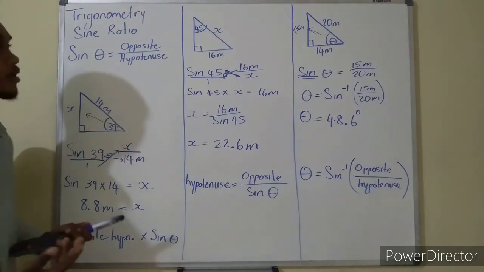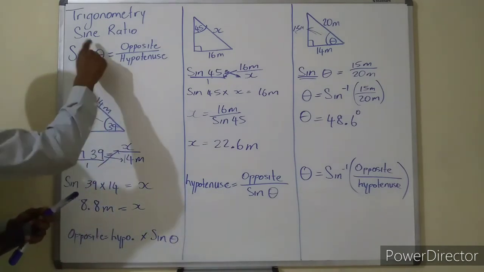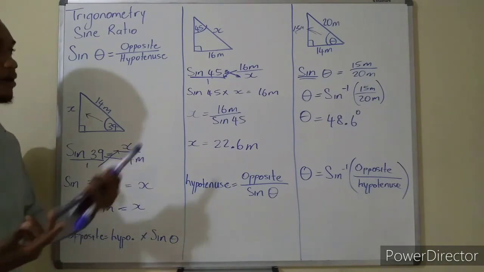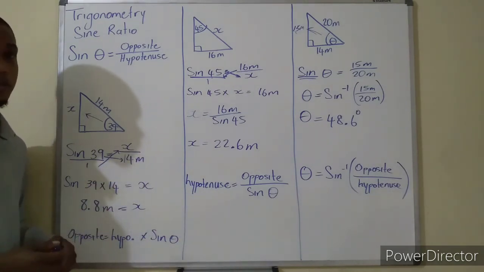So I hope this video has helped you to understand how to apply the sine ratio in order to find the missing sides or a missing angle, if that's what the question requires.